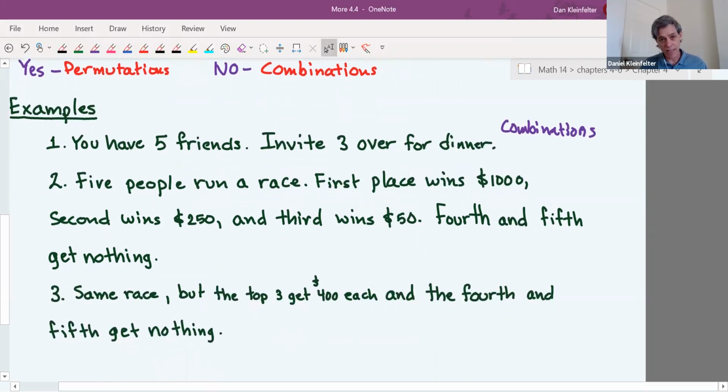Okay, 5 people run in a race. The first place person wins $1,000, the second person gets $250, and the third person gets $50. 4th and 5th place get nothing. Does the order that the 5 people are in make any difference? Yes, of course it does. You definitely want to be in the top 3, otherwise you win nothing. And also being first or second matters because the first place person gets $1,000 and second place only gets $250. So here, choosing those top 3 winners matters, and so it is permutations because order matters.